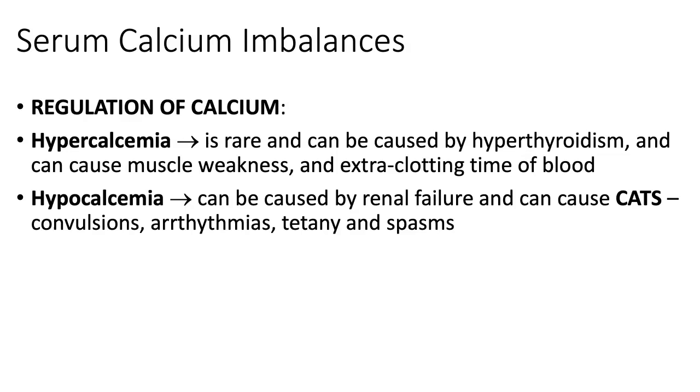It's not an electrolyte. Calcium is a mineral that is needed for the transmission of neurotransmitters, and also for muscle contraction and so on. So if you have hypercalcemia, it's very rare. It's probably due to an endocrine disorder, but to know it causes muscle weakness and extra clotting time. That's hypercalcemia. Too high calcium, hypocalcemia, too low calcium. And that can be caused by renal failure, no CATs. And I would say, in parentheses, CATs means convulsions, arrhythmias, tetany, and spasms. All right, so that is that.